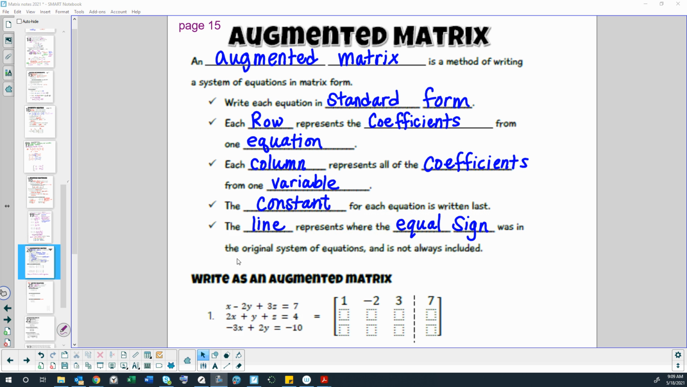Write each equation in standard form. So this is our system of equations. They're in standard form because they have all the variables on the left and the constants on the right, and the variables are in alphabetical order.